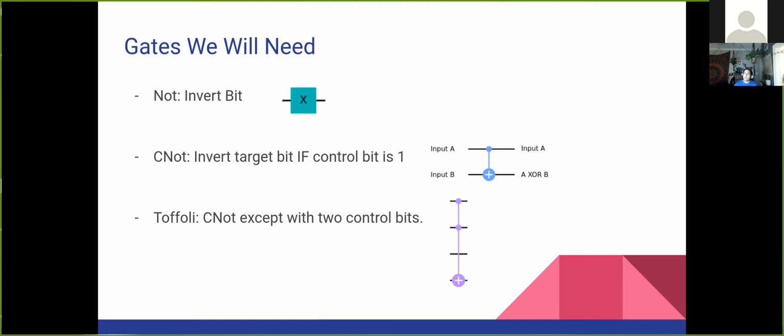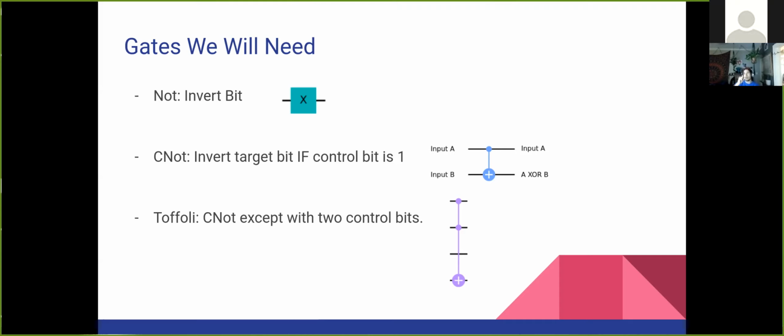First, we've got the NOT gate, which, just like the digital computing NOT gates, simply inverts the bit. So if it's a 0, it's now going to be a 1, and if it's a 1, it's now going to be a 0. Very simple. Now we have conditional NOTs, or CNOTs. What this does is you've got 2 bits, a control and a target, right? Your control is determining the operation that you're doing on the target.